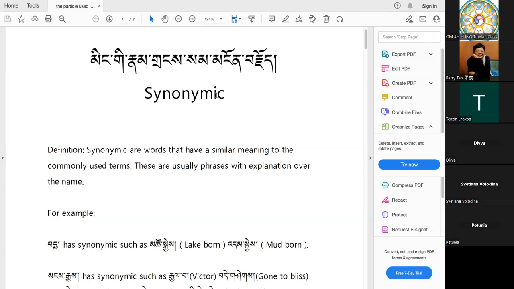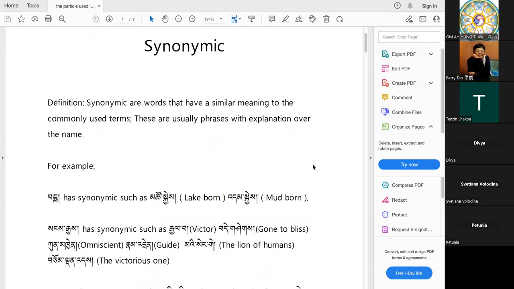Many of the proofs come from the documents found in the caves of Dunhuang, and these are cited in that book. It's a very well cited book, with very good references. But we're not going to discuss it in too much detail.